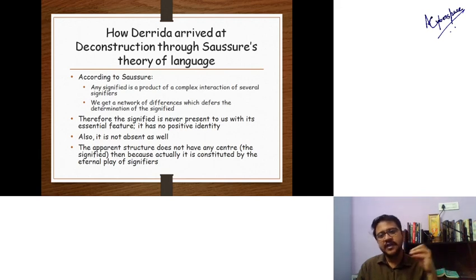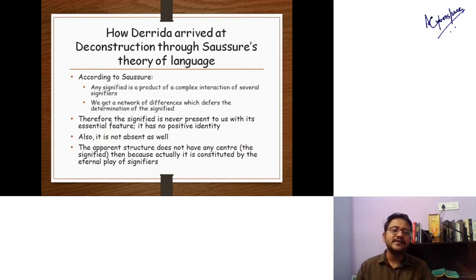So they were having constant interaction among themselves. Okay, and that is what Saussure tells us. And that's why Saussure said that we have to read language synchronically. Instead of reading language diachronically, we have to read language synchronically, right? So you have to study the entire network. You have to know the langue to which all the signifiers belong.